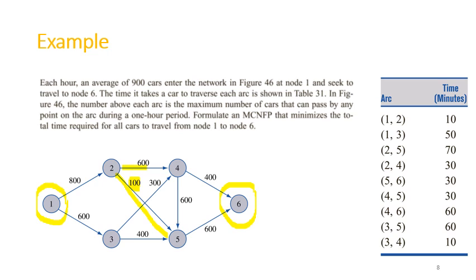On the other hand, from 2 to 4, the road is wider. So in one period of time, 600 cars may pass through the arc of 2 to 4. And then it takes 30 minutes for a car to pass this arc 2 to 4. And then it takes 70 minutes to pass this arc 2 to 5. So the numbers above the arc show the capacity of this arc, and then the numbers on this table show the time to pass through an arc.